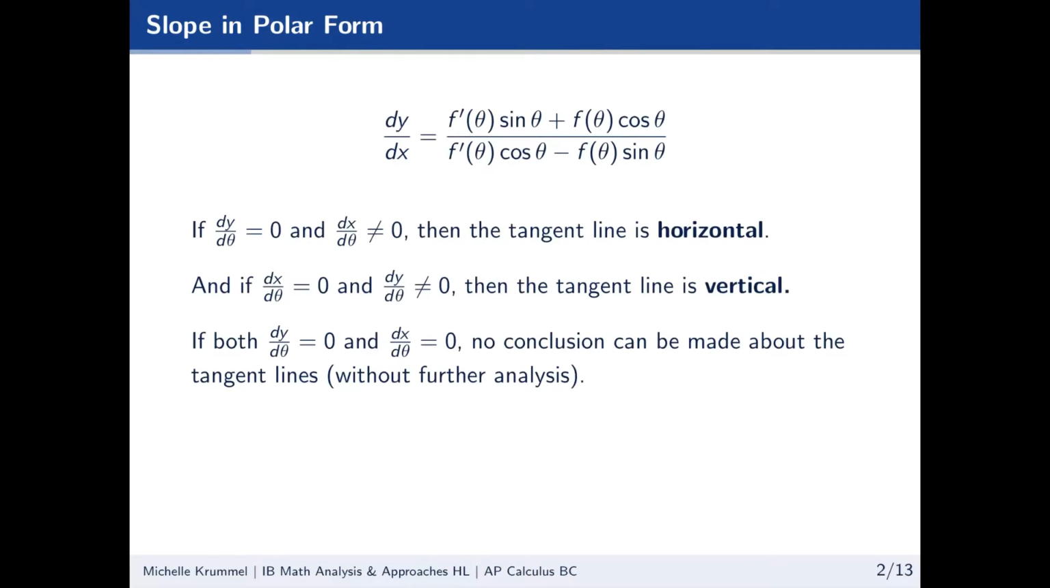So we see our dy dx equation at the top, and keep in mind here that this is equal to dy d theta over dx d theta. And this is giving us the slope of the tangent line to the curve. So when is it that we have a horizontal tangent line, and when is it that we have a vertical tangent line? Again, this is very similar to what we looked at with parametric equations.